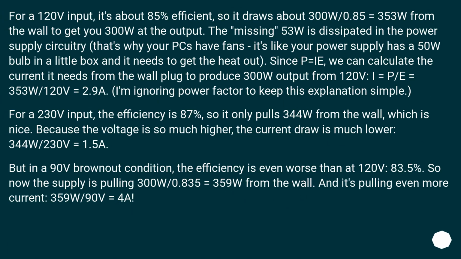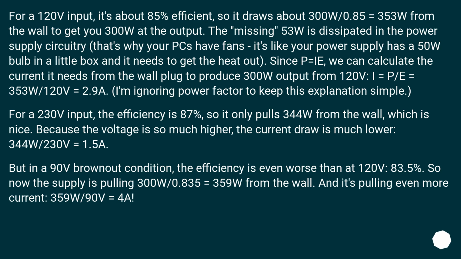For a 120 V input, it's about 85% efficient, so it draws about 300 W/0.85 equals 353 W from the wall to get you 300 W at the output. The missing 53 watts is dissipated in the power supply circuitry. That's why your PCs have fans. It's like your power supply has a 50 watt bulb in a little box and it needs to get the heat out.